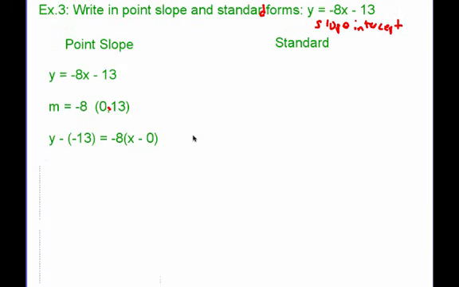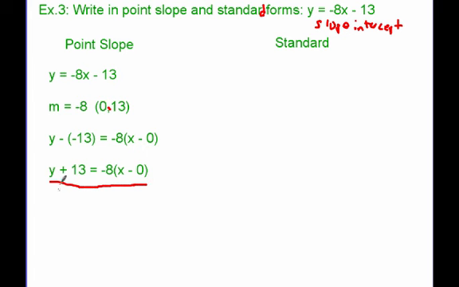So once I plug in my numbers, I plug in x1 being 0 and y1 being negative 13. My slope is negative 8, so I plug that in. And then I just need to work out here. Minus a negative 13 is the same thing as plus 13. And over here I just leave it the same. So my point-slope form is simply y plus 13 equals negative 8 times x minus 0.